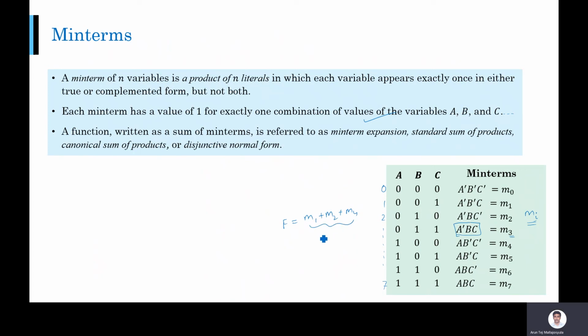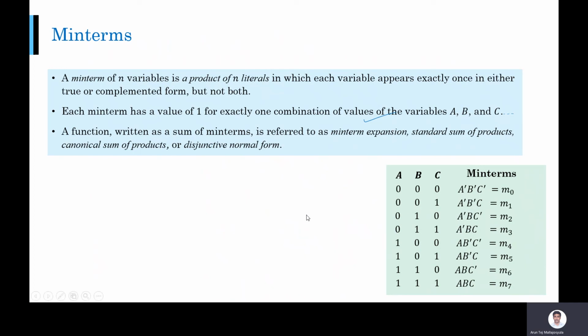This is also written with a sigma, the sum of the terms, right? So sigma m of 1, 2, and 4. So this is another notation. You can write your function in this particular notation as well. A function which is a sum of min terms, expressed as a standard sum of products or a min term expansion, will be unique, and this is the short form.